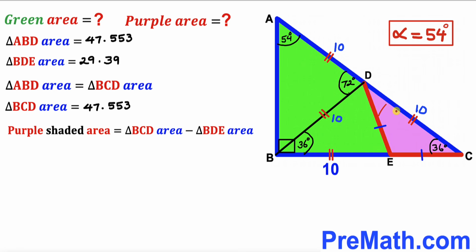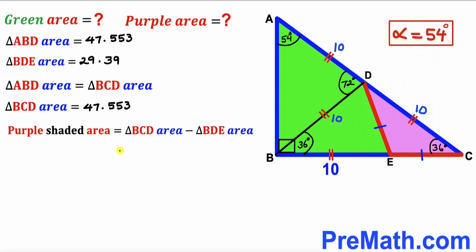And now we are going to calculate the area of the purple shaded triangle. And this is our purple shaded triangle. We are going to calculate its area. And this area is going to be equal to the triangle BCD area minus the triangle BDE area. We are talking about this whole BCD area, and we are going to take away this part area. Here we already figured out our triangle BCD area, and the area of the triangle BDE is right here.